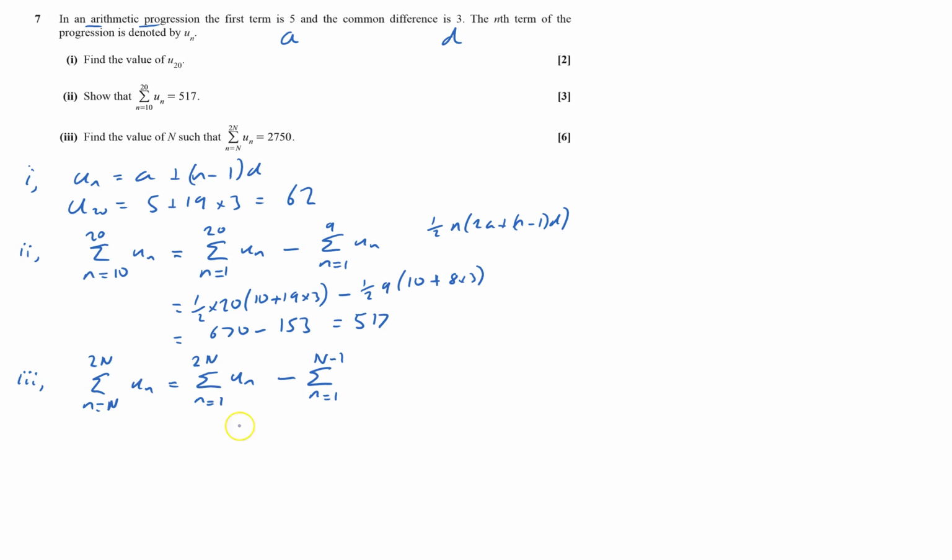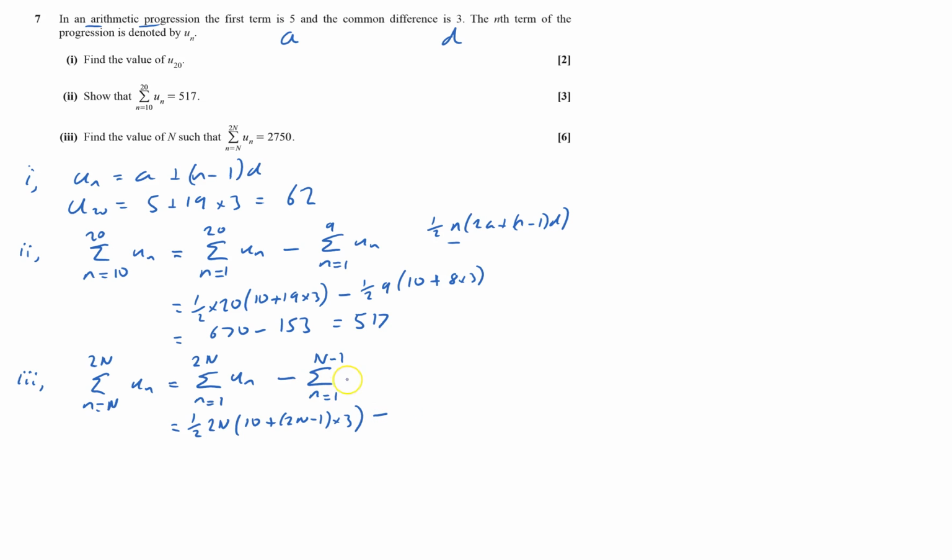So what's that going to be? Just put it into my formula. It's a half of my n, which in this case is 2n, times 2a, that's 10, plus n minus 1, and my n is now 2n, so that'll be plus (2n minus 1) lots of d, and that'll be times 3.